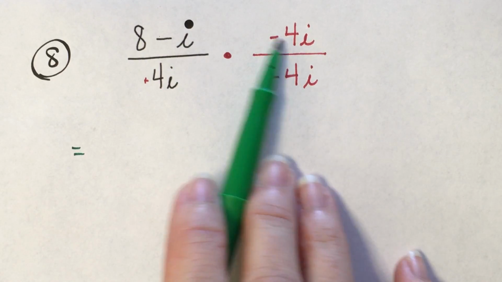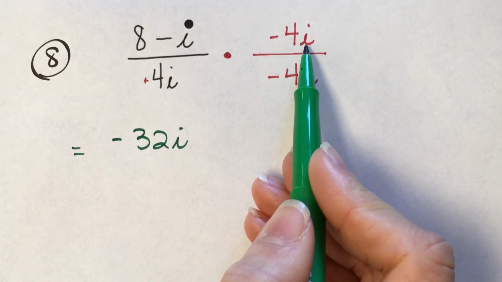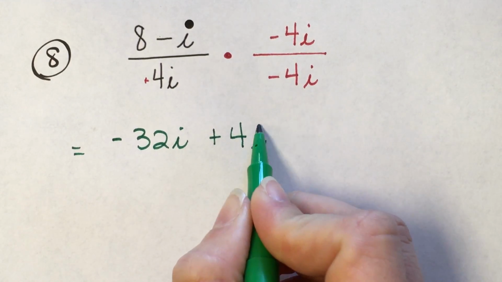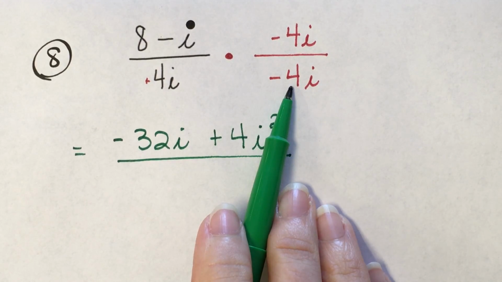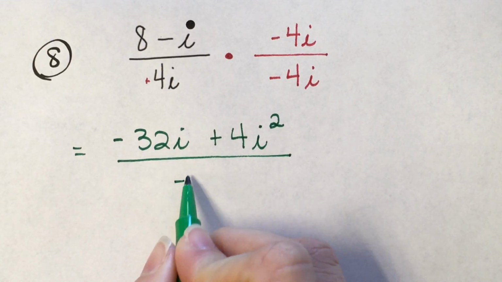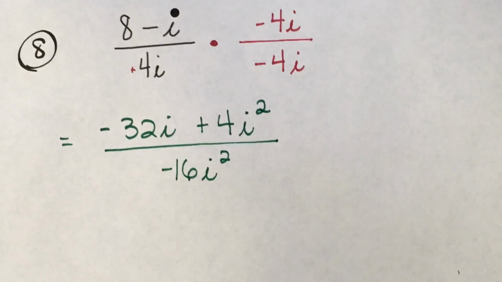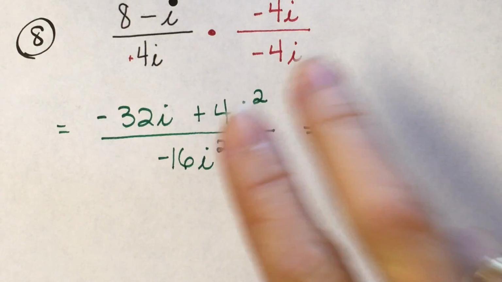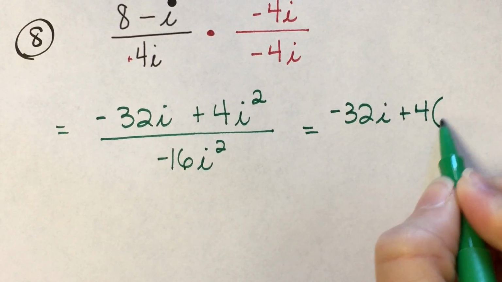So if I do negative 4i times the 8, I'm going to get negative 32i. And then negative 4i times the negative i is going to give me a positive 4i squared. Now on the bottom, this is just a term times a term. So the 4 times the negative 4 is going to give me negative 16. And the i times the i is going to give me i squared. Okay, what I've got to deal with in my numerator and my denominator both is i squares. So just as we've already done a few times, you need to replace the i squared with negative 1.